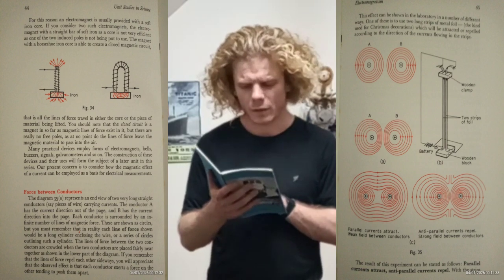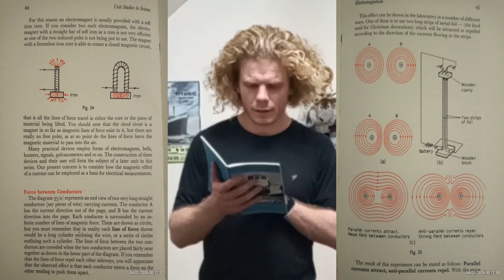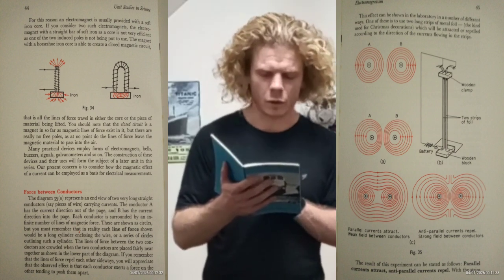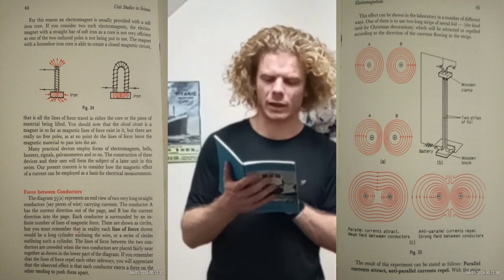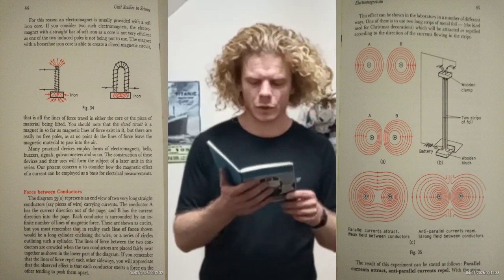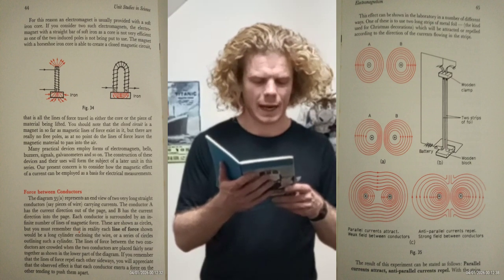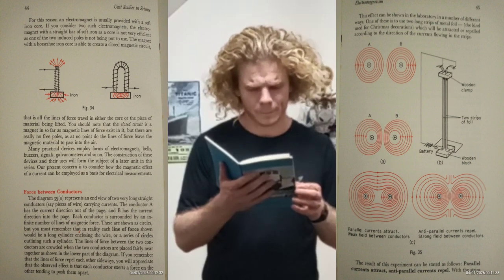The force between the conductors is capable of measurement and is found experimentally to depend on two factors. First, the size of the current flowing in each of the conducting wires, and secondly, on the distance apart of them. This effect is used as the modern definition of an ampere, the unit in which the size of an electric current is measured.